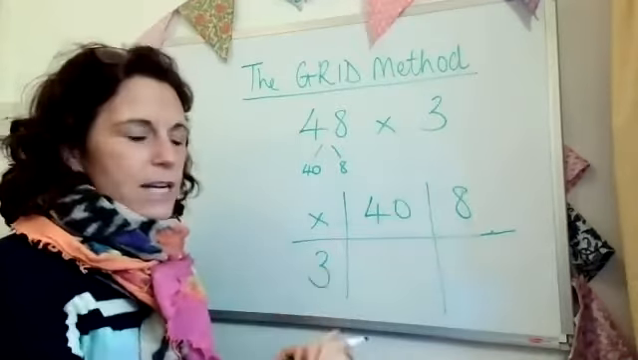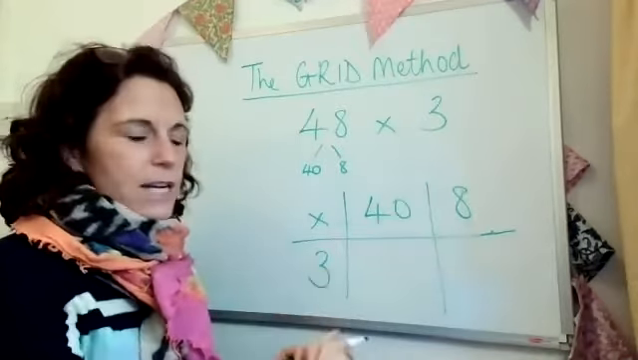Now, I haven't left myself much room there, but the last thing we do is we have to add up these two answers. 120 and 24 together. You should be able to count up in tens in your head. 120, add 20 is 140, add the 4 equals 144. Okay, so that is the grid method in its most basic form. It's quite fun. It's a little bit different. For grown-ups, you won't have learned this before, so it's good to see how it works.